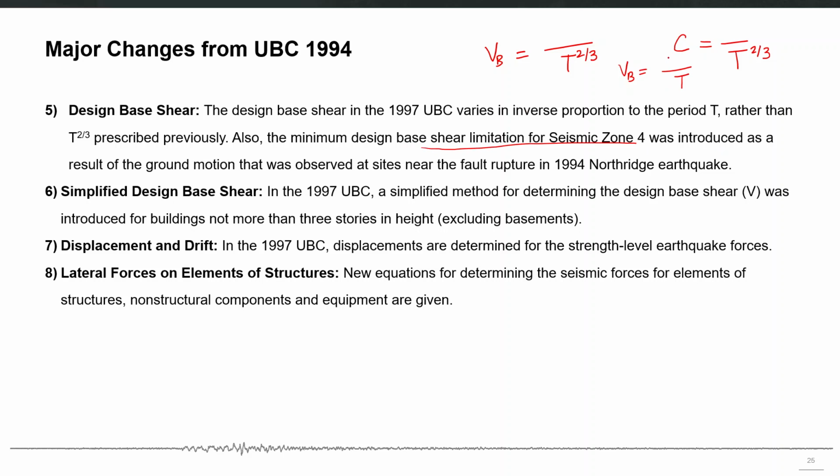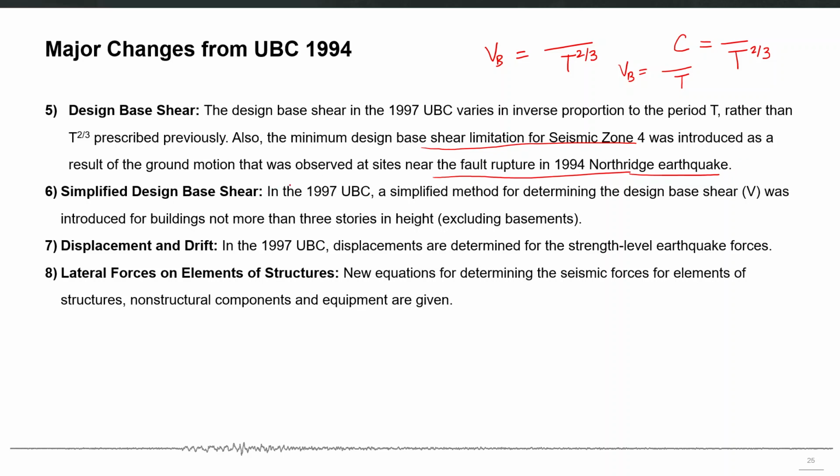So there is a limitation now in UBC 97 that VB should not be less than a particular value for seismic zone 4, and that provision was introduced as a result of the ground motion observed at sites near the fault rupture in the 1994 Northridge earthquake. This earthquake expanded our knowledge about how structures are damaged in high seismic zones, especially those located near fault ruptures.